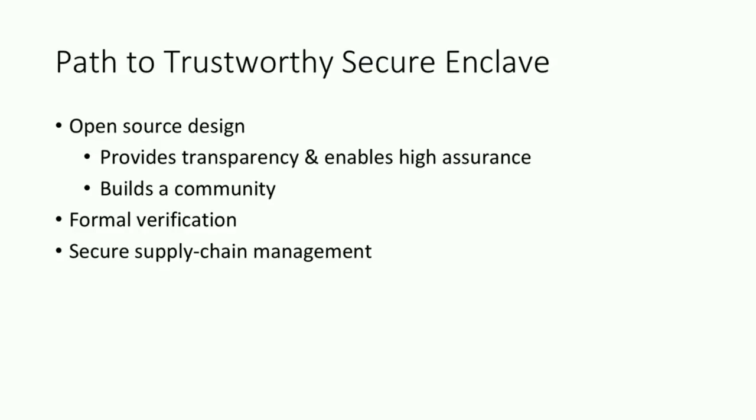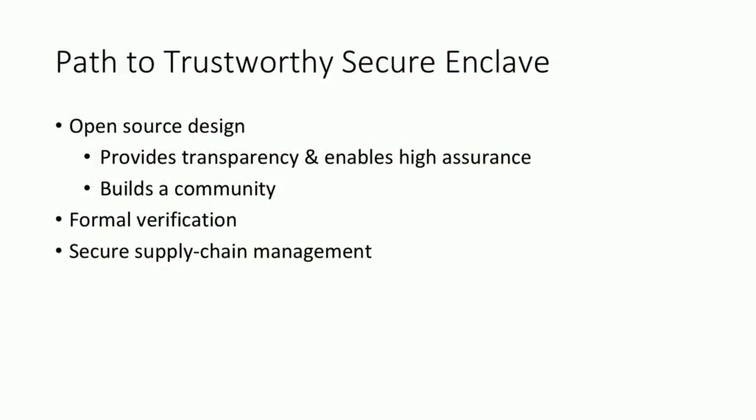So what's the path towards building a trustworthy secure enclave? First, we need to have an open source design. An open source design provides the transparency that's needed for the whole community together to analyze and verify the security and correctness of the secure enclave, and can enable much higher assurance. Also, open source design helps build a community. Ideally, we would also like to provide a formal verification of the secure enclave. And we want to ensure secure supply chain management for securing the manufacturing process.